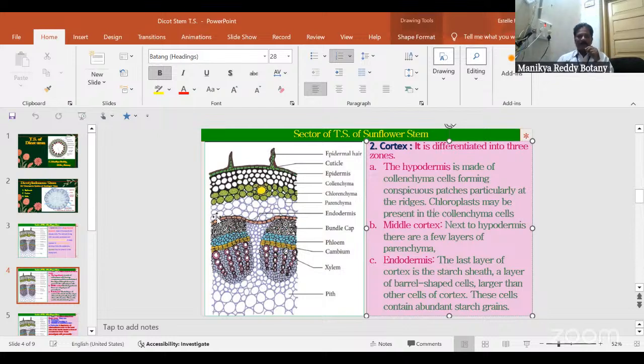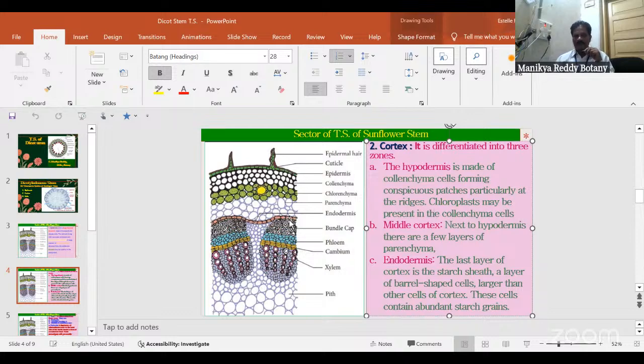Generally, in dicots, endodermal cells store starch grains. Hence, it is also called the starch sheath. Endodermis is also called the starch sheath.